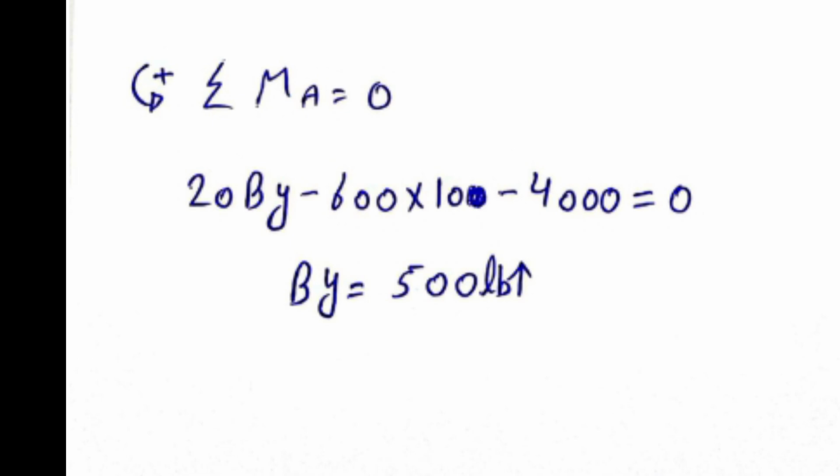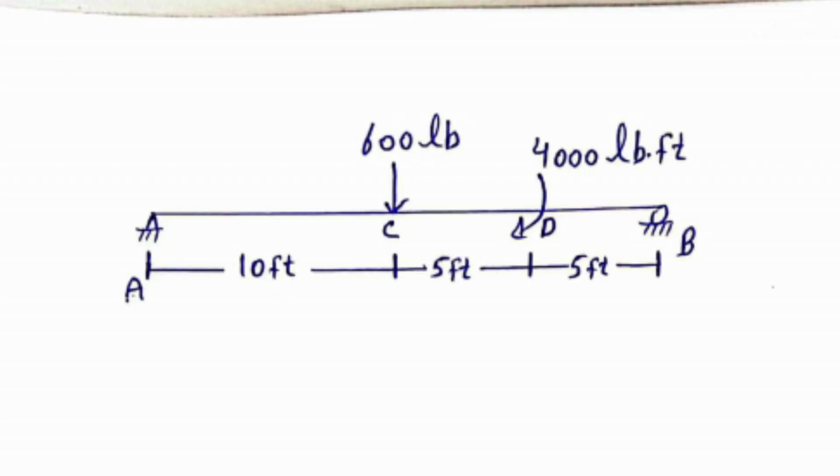2. Sum of moments about A. To solve for the unknowns, we need a second equation. We'll take the sum of moments about point A, with counterclockwise as positive, sigma Ma equals 0. We have three terms: the moment from the 600-pound force, the applied 4,000-pound-foot couple, and the moment from the reaction By. The 600-pound force causes a clockwise moment, so it's negative 600 pounds times 10 feet.